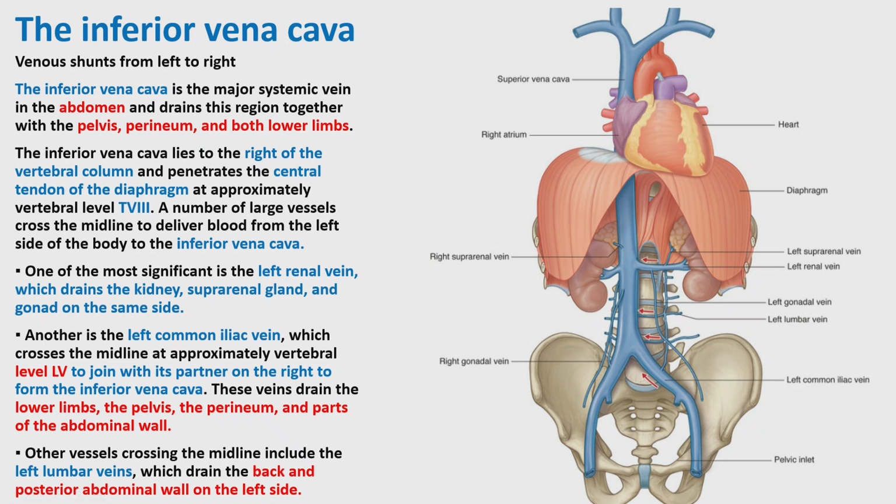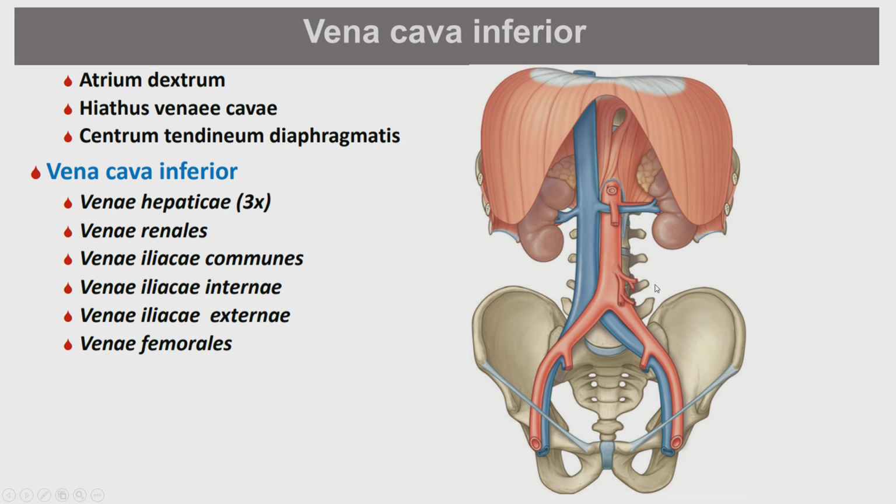It is a shunt from the left to the right: the left renal vein, the left suprarenal and left gonadal system, and the left common iliac vein. So those are the tributaries of the inferior vena cava, and there is a little difference in the lumbar veins that we are going to discuss. So this is the relation of the inferior vena cava compared to the abdominal aorta.